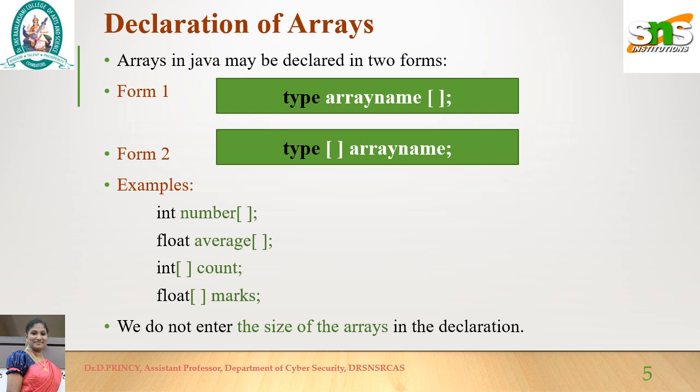Declaration of arrays. Arrays in Java may be declared in two forms. Either you can use the first type, that is type, array name followed by the square bracket, or type, square bracket followed by array name. Both are valid in Java. Here the example: int number[], int[] count, float average[], or float[] marks. Both are valid declaration types of arrays. We do not enter the size of the array in the declaration. When we are using it, we can assign the values.